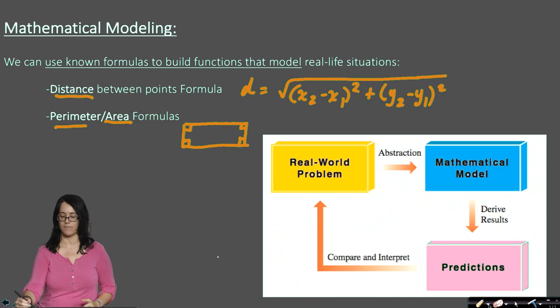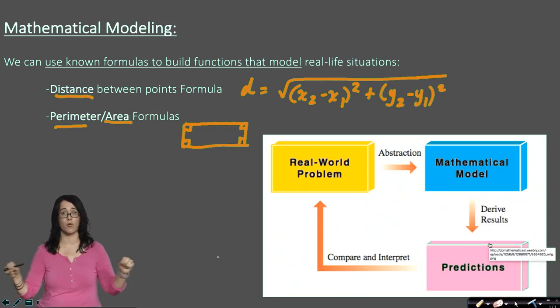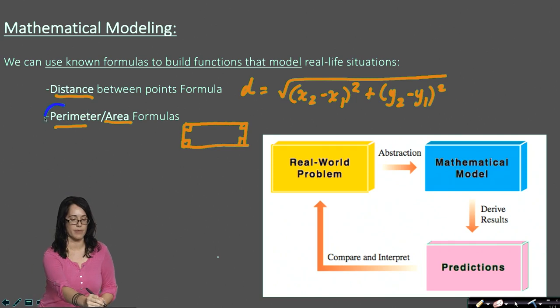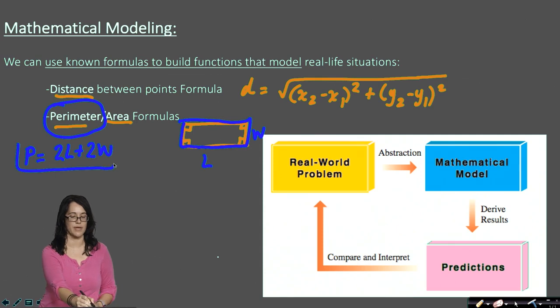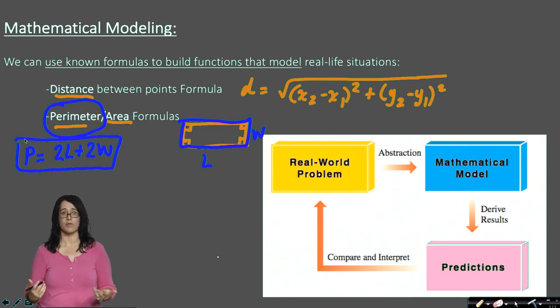But if we were interested in finding the amount of, let's say, string to go around a rectangle, or fencing, or baseboards to cover a rectangular room, we would be talking about the perimeter. And the perimeter was add up all the sides, right? So you have a length and you have a width, L and W. So the perimeter formula was L plus L plus W plus W. In other words, two copies of L plus two copies of W. A lot of students forget that we are adding those, not multiplying those.